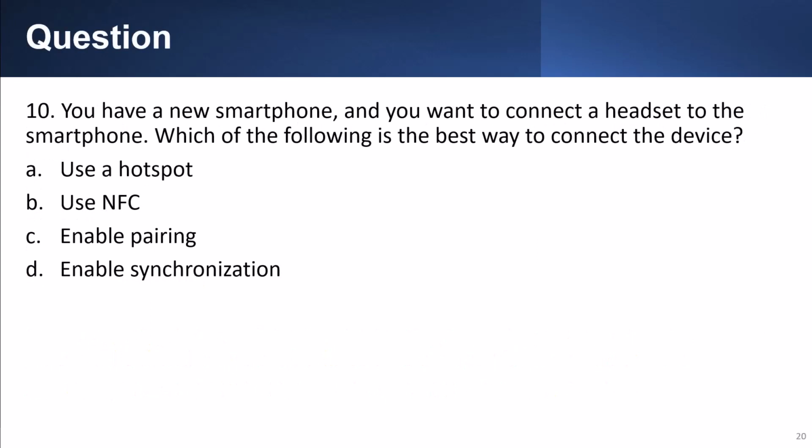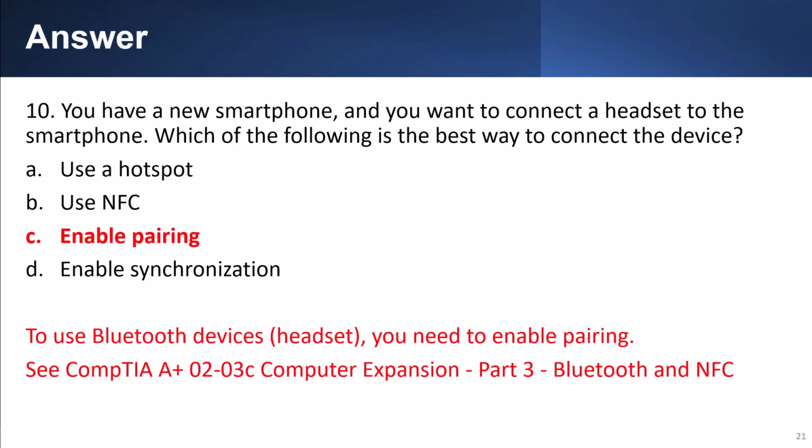Question 10. You have a new smartphone and you want to connect a headset to the smartphone. Which of the following is the best way to connect the device? Answer: enable pairing. To use Bluetooth devices such as a headset, you need to enable pairing.